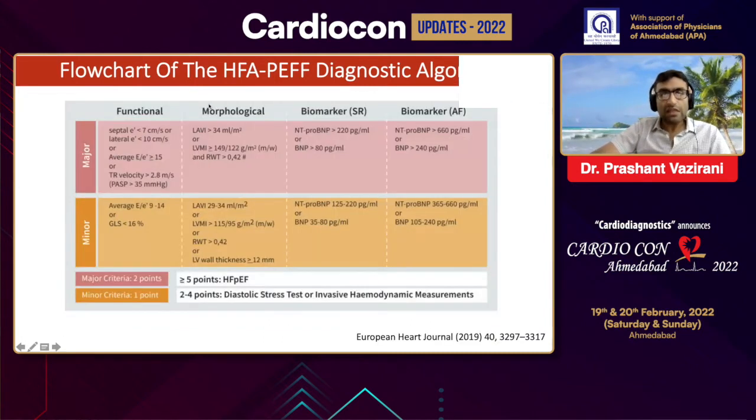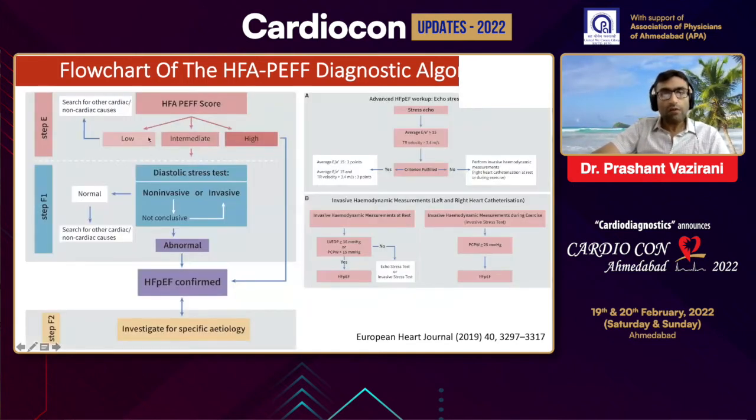So this is how the HFpEF score is calculated. Depending on the major and minor criteria, it is given for the functional, morphological, and biomarker domains. The NT-proBNP is different for patients in sinus rhythm and AF. Functional is calculated on echo by tissue Doppler, morphological on echo by LA volume index and LV mass index. The major criteria are given 2 points, and the minor criteria are given 1 point. And if the patient has more than 5 points, then it is diagnostic of HFpEF. So if this score is low, then you have to search for other causes. If it is high, then you have made a diagnosis of HFpEF.